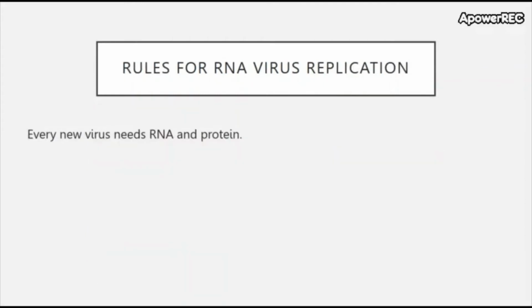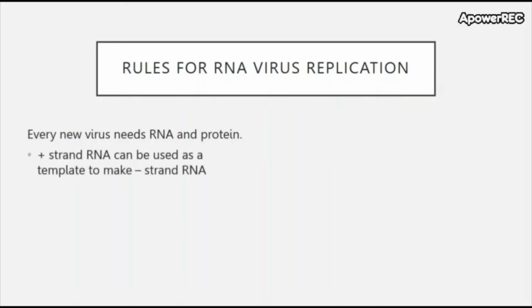So now that we've discussed the different types of RNA viruses that exist out there, we need to keep track of a few things to understand how virus replication occurs based on the type of RNA virus it is. One thing we need to be aware of is that every new virus is going to need to make RNA and protein, go through the process of transcription and translation, or at least translation.